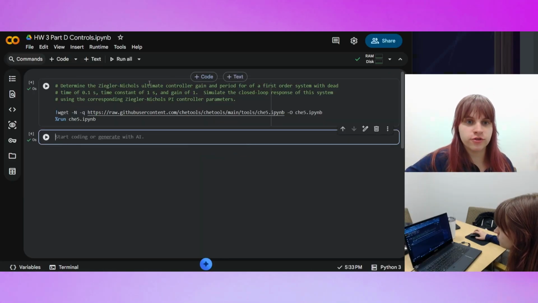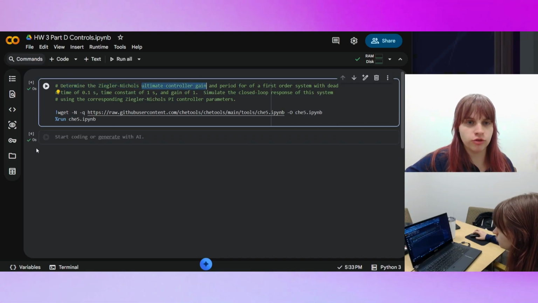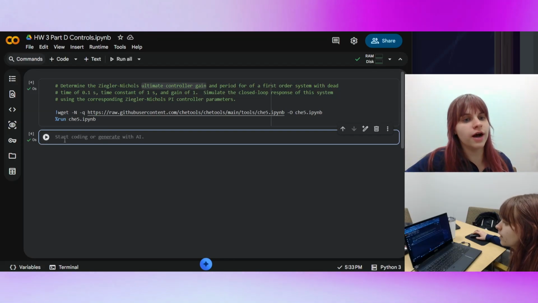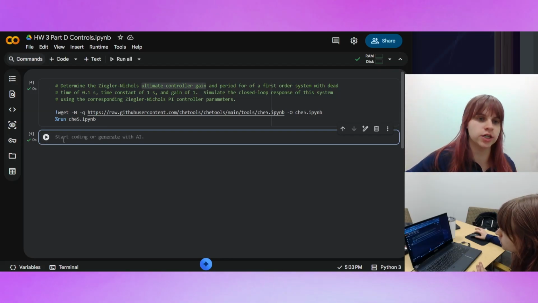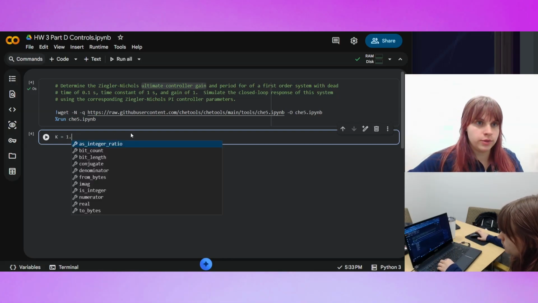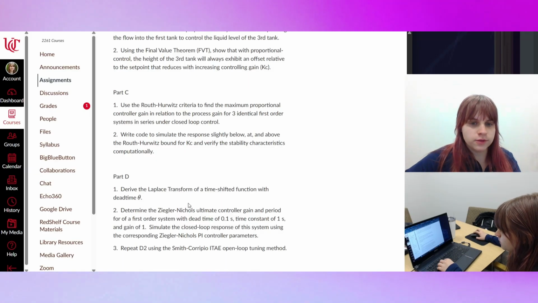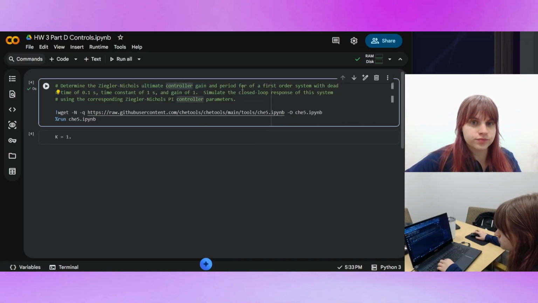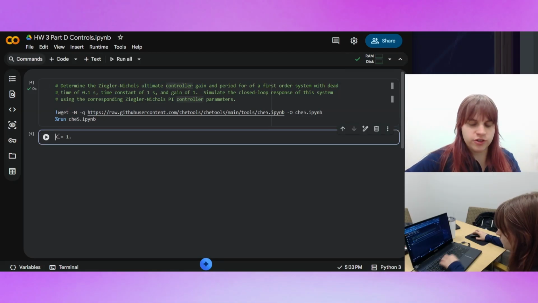What I want to do first is find the ultimate controller gain, and in order to do this, we are going to ignore certain parts of our actual simulation that we're going to have later. For now, I'm going to put in the values given. We had the dead time, time constant, and gain, so I'll actually do it in that order.